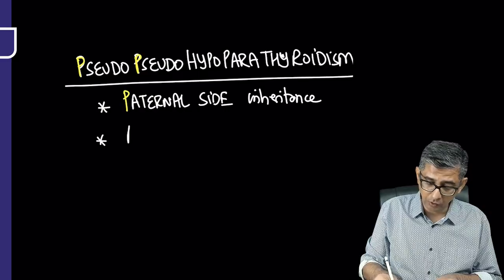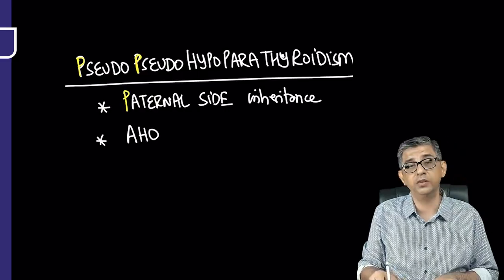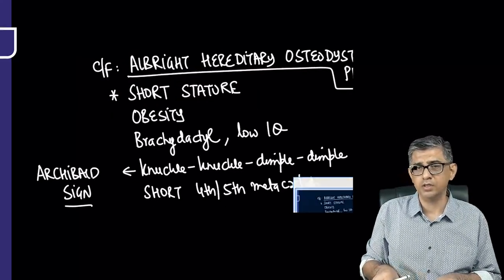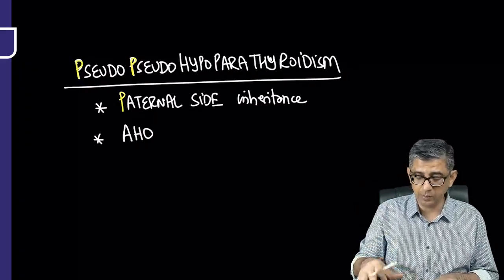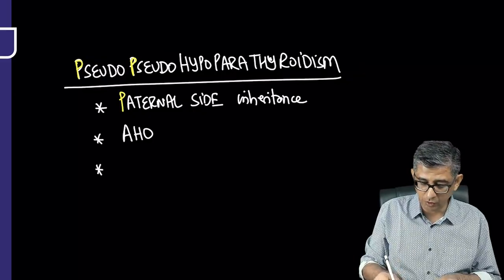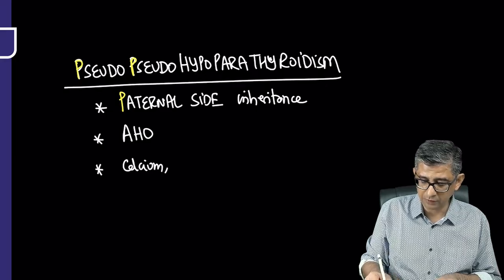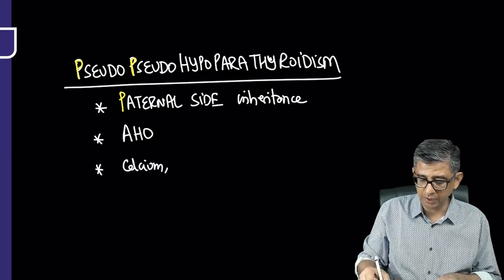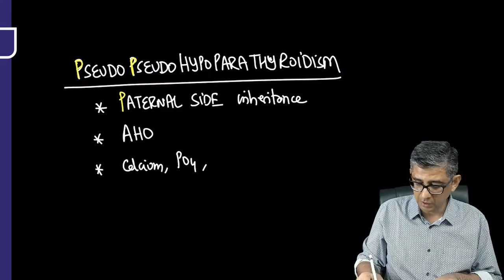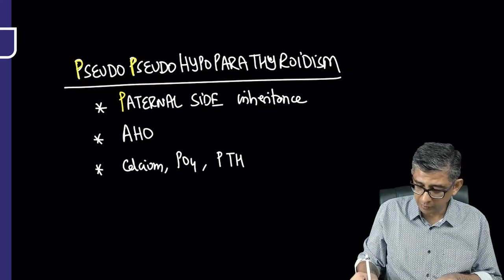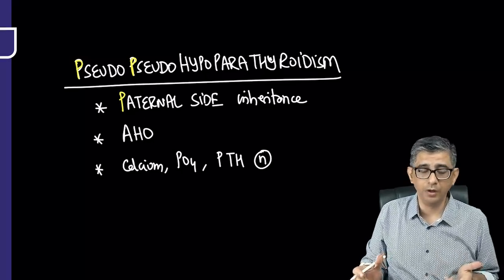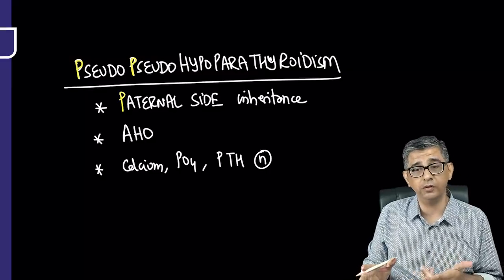Why do they call it pseudo twice? Because in this condition, the AHO, Albright hereditary osteodystrophy that I described, short stature, knuckle dimple sign, that same thing is also present. But if you are going to check out in this patient the value of calcium, value of phosphate, the value of PTH, all of these values would be perfectly normal. And when I say everything is normal, the query most people have is, sir, what disease are we talking about? Everything is normal. Then you're saying there is a disease.